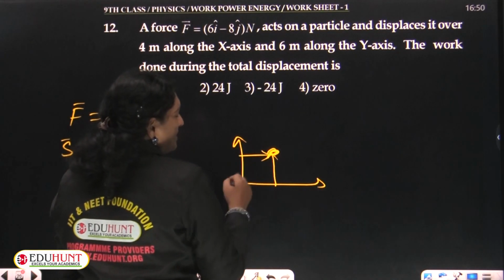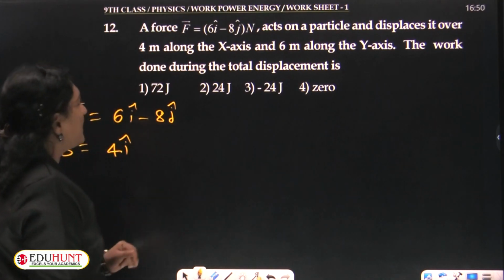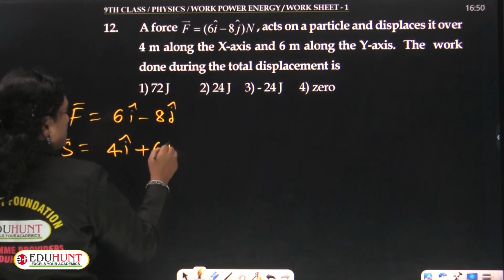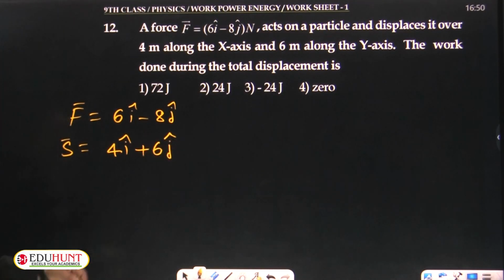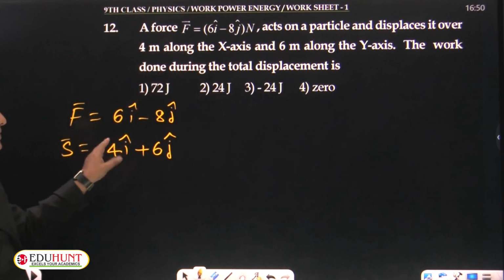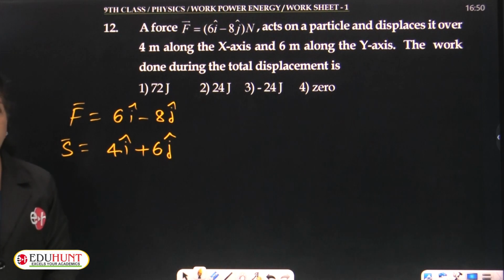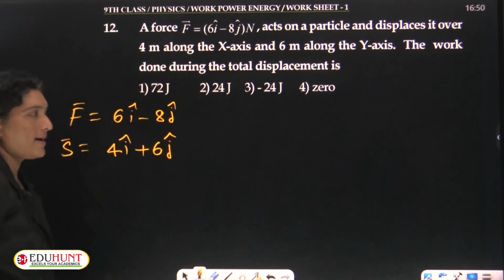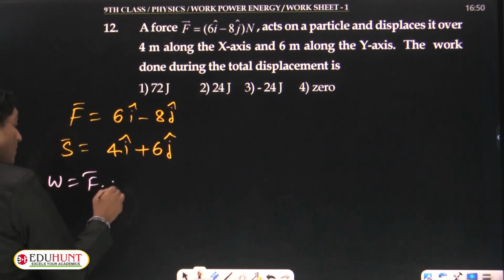It also covers a distance along the y-axis, of 6 meters, so plus 6j cap. What is the value? Plus 6. 4 meters on the x-axis, 4i cap; 6 meters on the y-axis, plus 6j cap. If it were along the negative y-axis, then we would have to take it as minus. Therefore, the work done must be W equals F bar dot S bar.